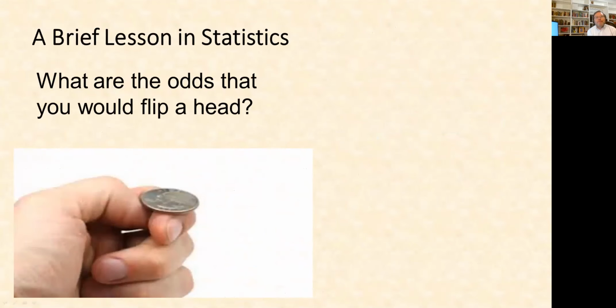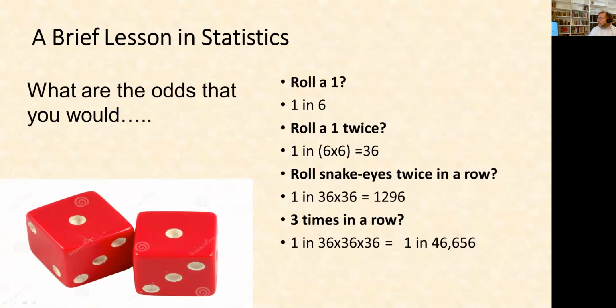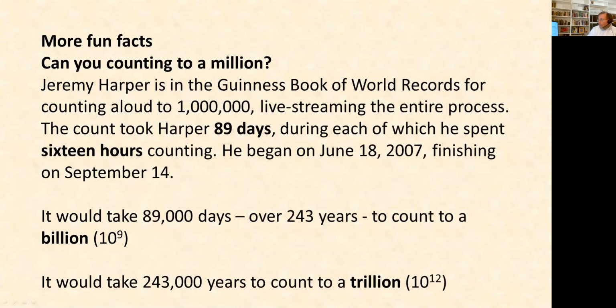If you flip a coin, statistics, 1 chance in two, 50-50 or 0.5. What about rolling a die? What are the odds of rolling a 1? 1 chance in 6. Rolling a 1 twice, or rolling snake eyes? 1 chance in 6 times 6, or 36. So if someone rolls snake eyes twice in a row against you, that's one chance in almost 1,300. And if they roll snake eyes 3 times in a row against you, they're not lucky. They're cheating because the odds are more than 1 in 46,000.